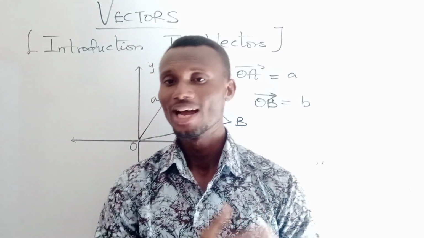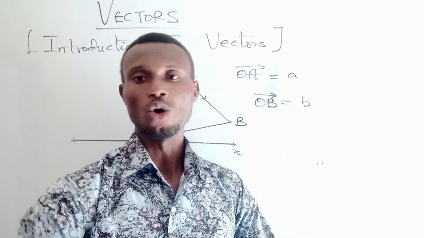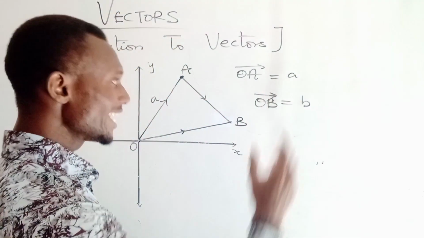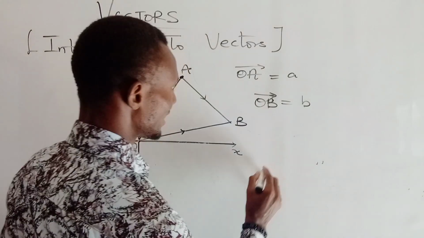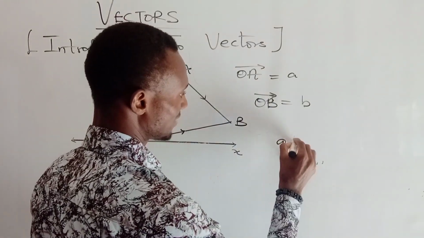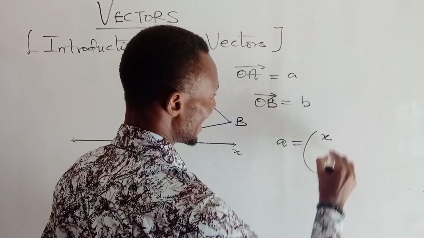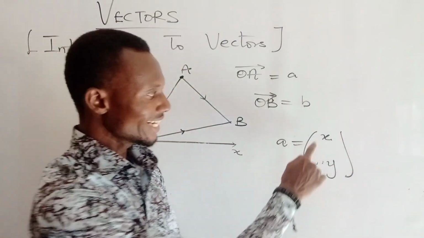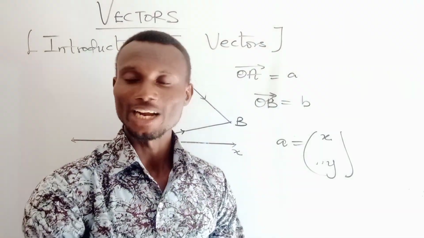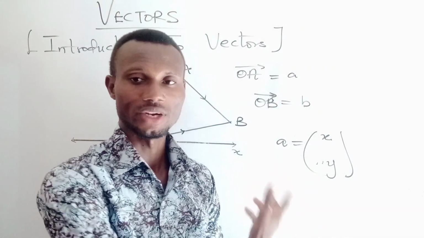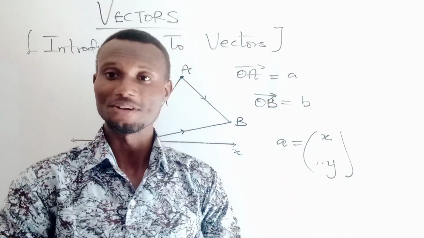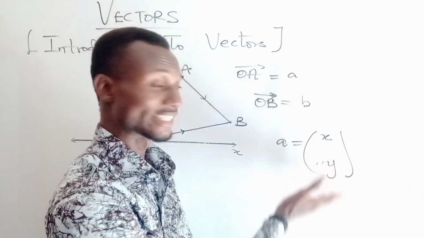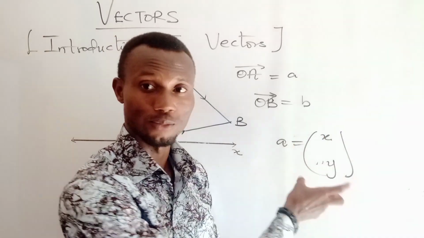So in this video I'm just going to show you the column or component form of representing a vector. Let's say I have the vector A equals to (x, y). Now this x and the y are the components of the vector A. So that's the representation of a vector in the component form or in the column form. This is how you write a vector in the column or component form.